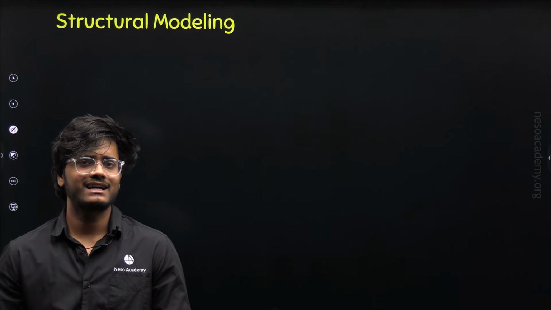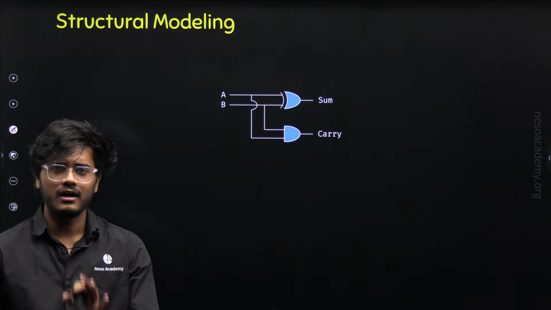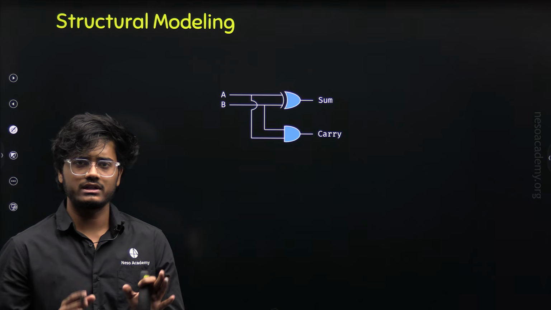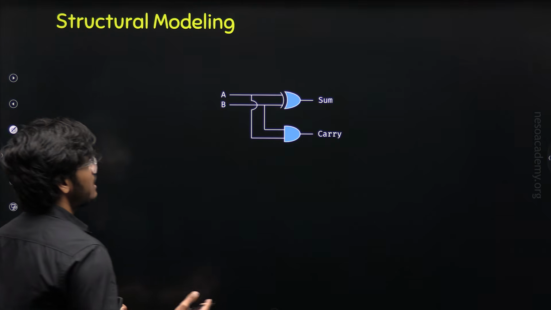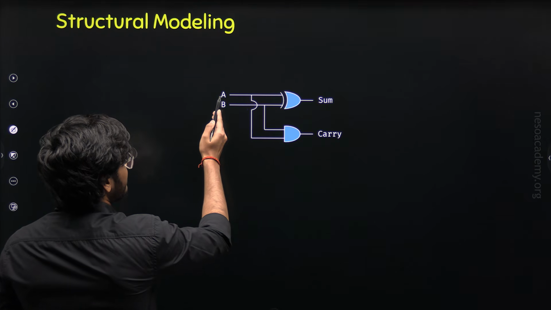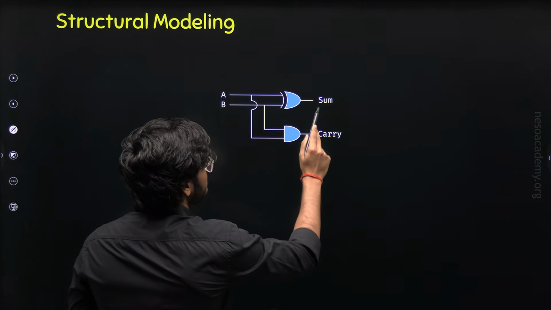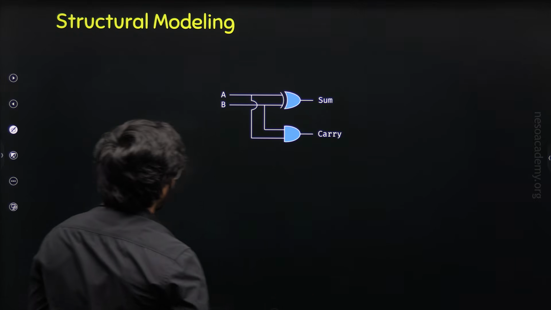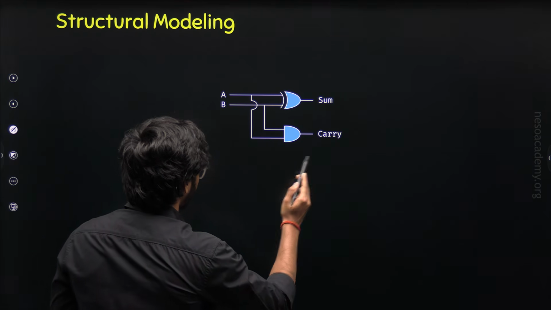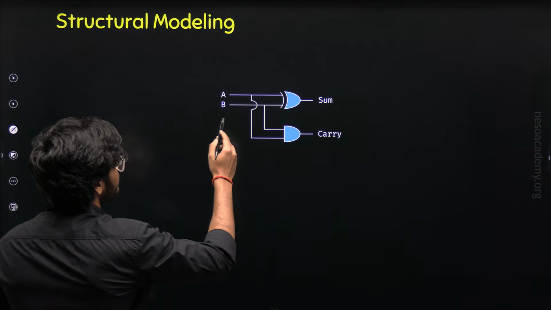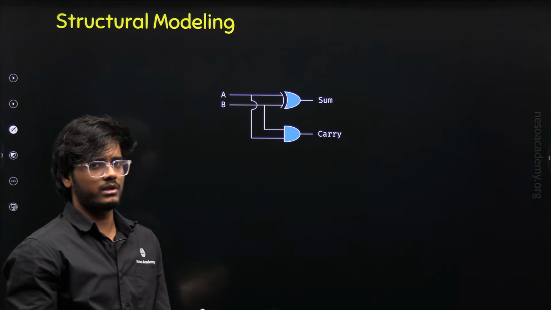Now, let us understand structural modeling using the half adder. I have already explained what the half adder is. Half adder is a circuit which performs addition of two single bits, let's say A and B, and generates two outputs, sum and carry. Now, in behavioral modeling, we described the behavior of this half adder, where we described the relationship between inputs and outputs using the truth table.